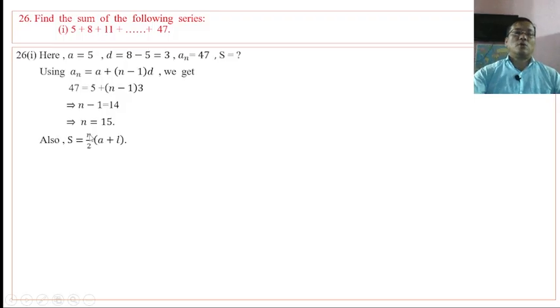Therefore, S equals n by 2 times A plus L, where L is the last term, whose value is 47, n is 15, A is 5. Solving, we get 390, which is the required sum.